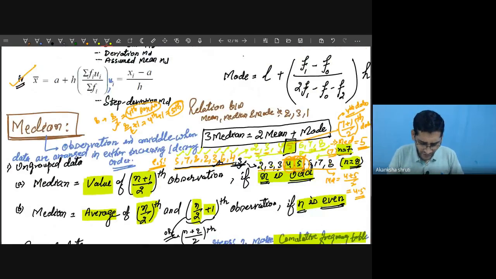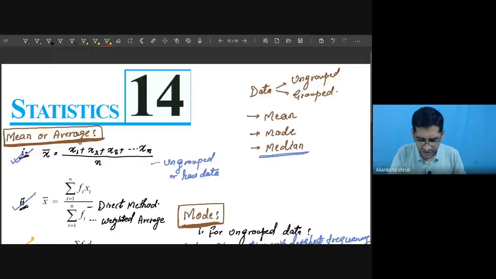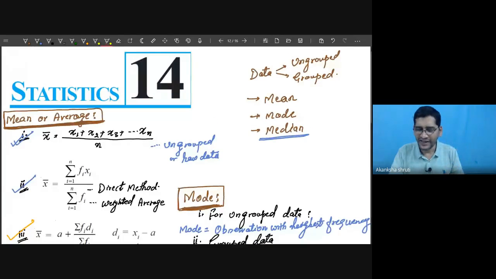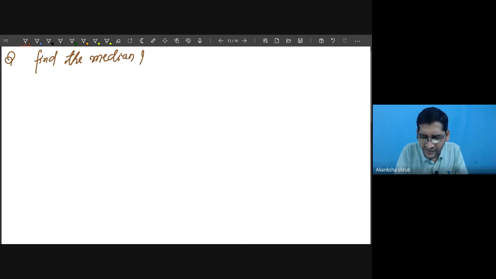So student, I hope that for ungrouped data, calculating the median is very easy, but for your satisfaction, let me take one example. Okay, student? So find the median. Let me take the two cases. Median for the following data.